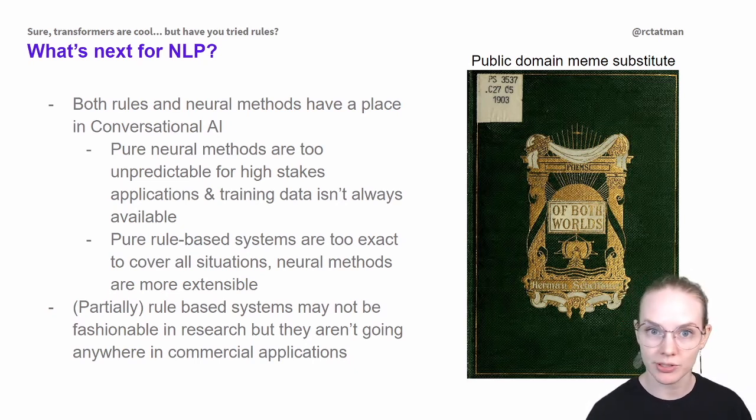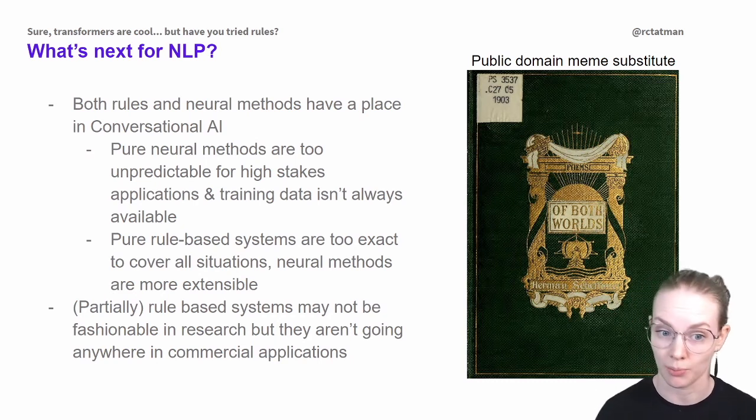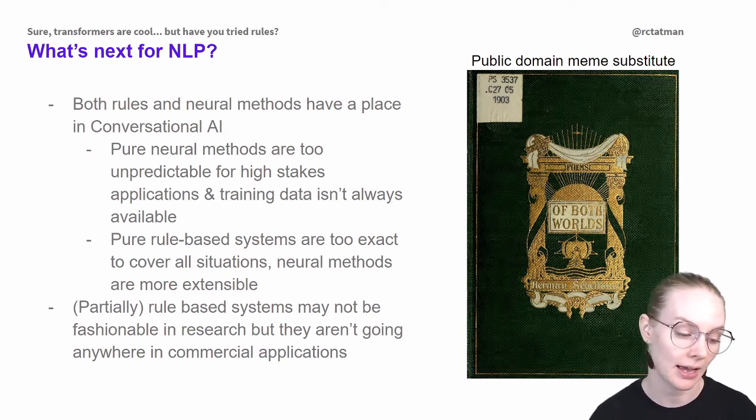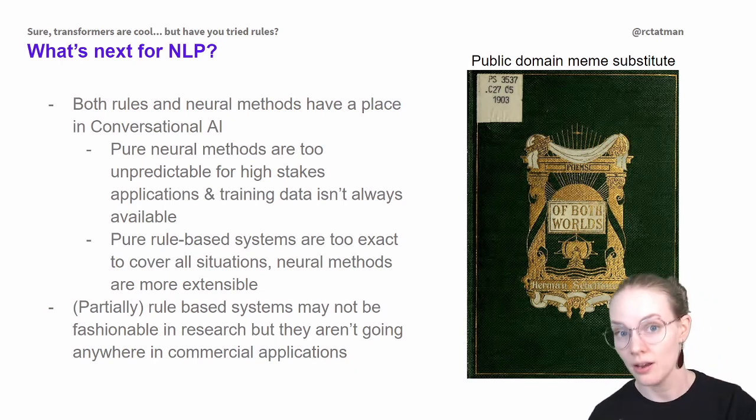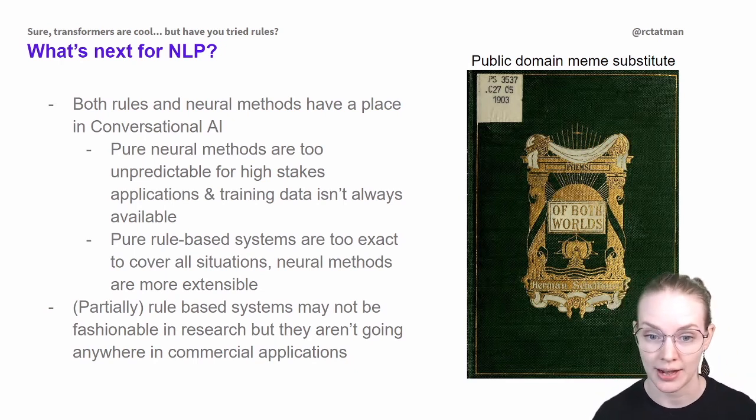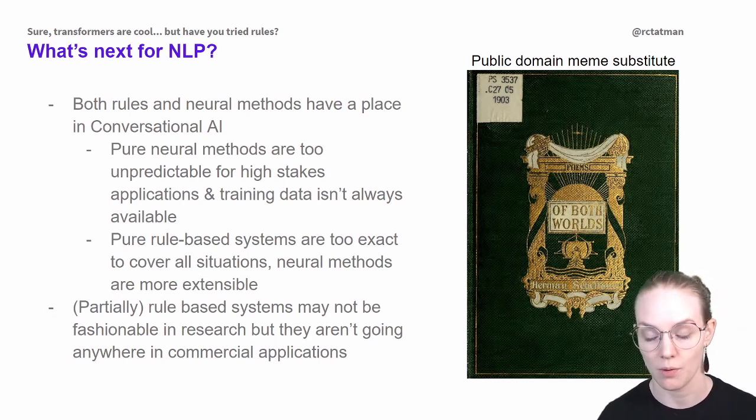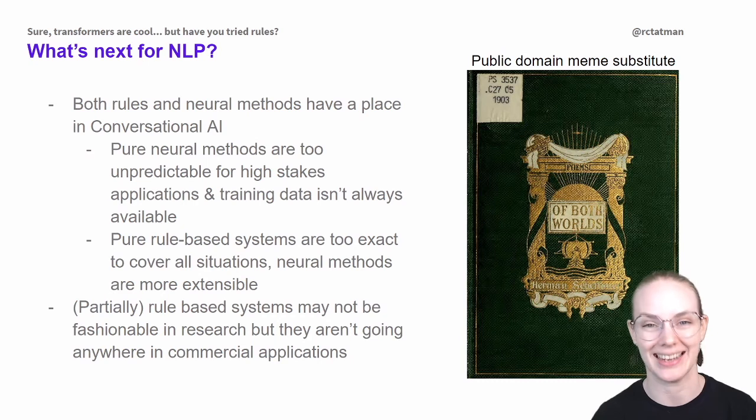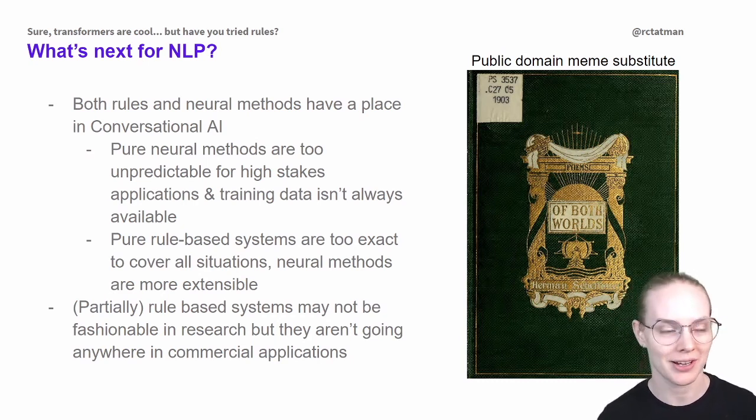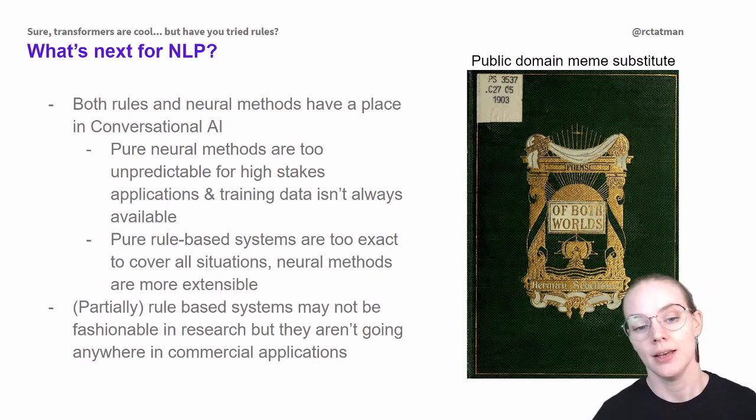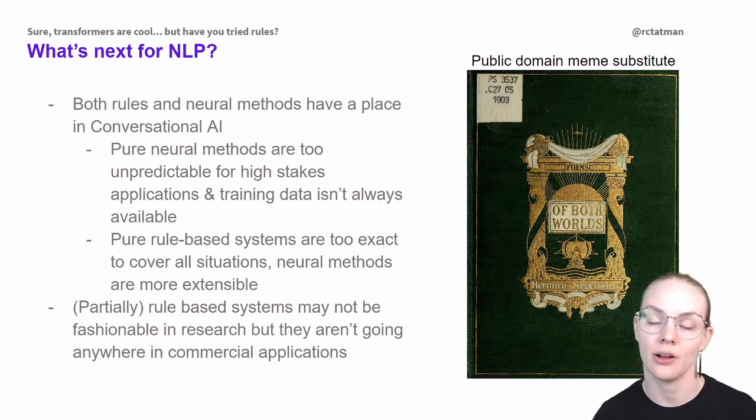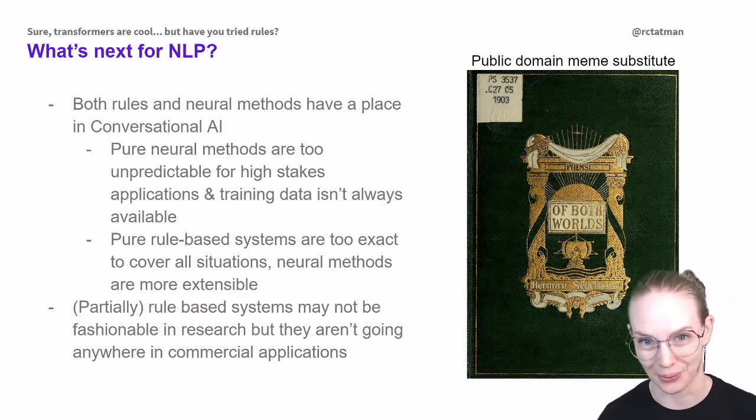Both rules and neural methods have a place in conversational AI in particular, and I would argue in NLP more broadly. Pure neural methods are very flexible, which is great, but not super predictable, which can be less great. Also they require a lot of training data, and training data isn't always available. Like I mentioned with the rule, you don't really need training data. You just say what's going to happen and it happens. And if you don't have training data available, sometimes a rule can get you up and off the ground much more quickly.